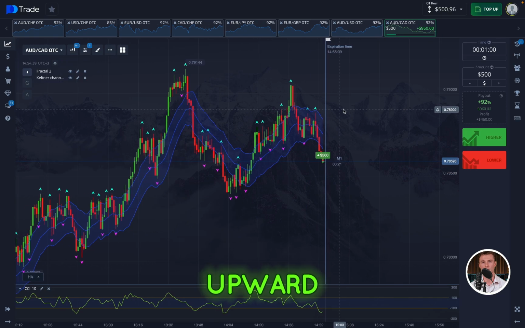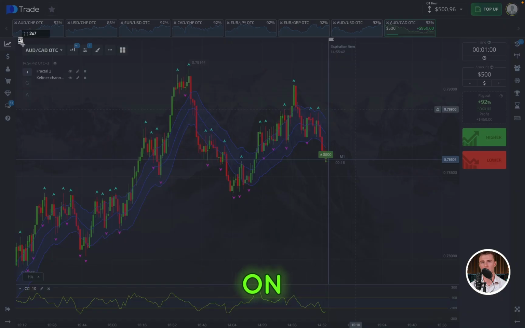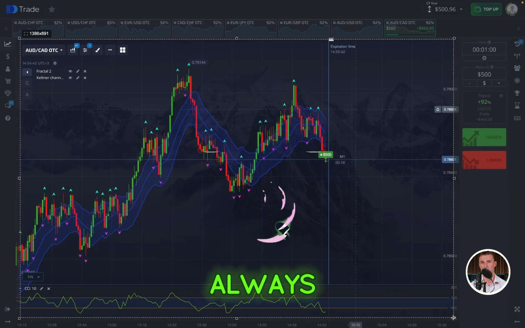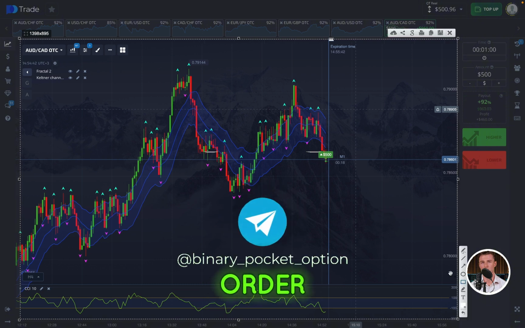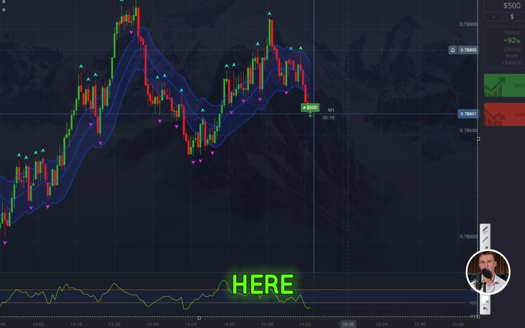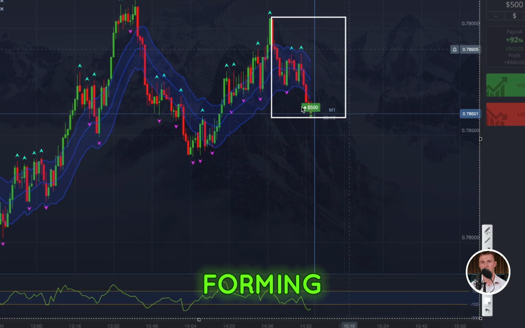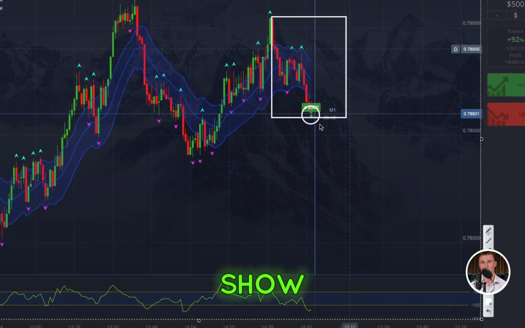First of all, we have an upward trend prevailing here. And on the OTC market, I always adhere to opening deals in the direction of the trend. So we have a price pullback here. In theory, a new local minimum is forming. The fractal will have to show this to us.